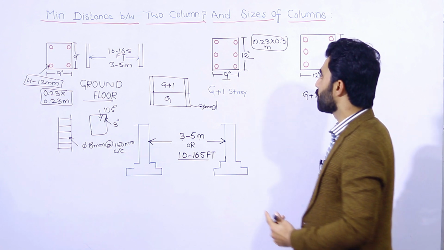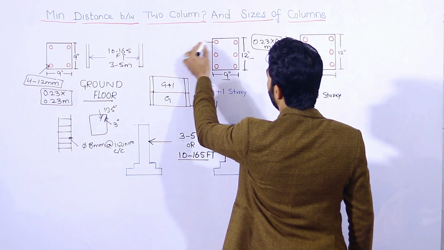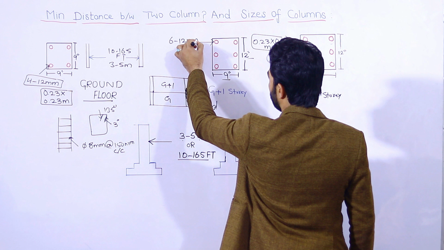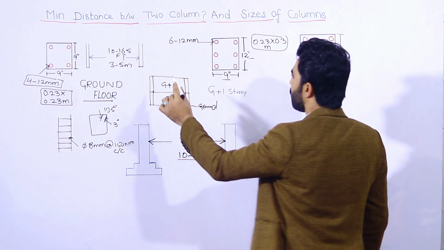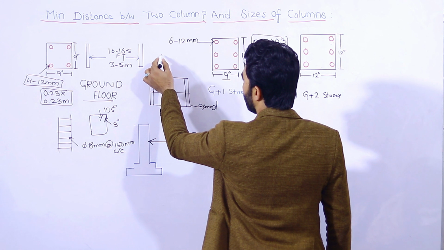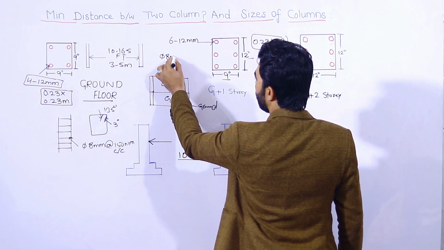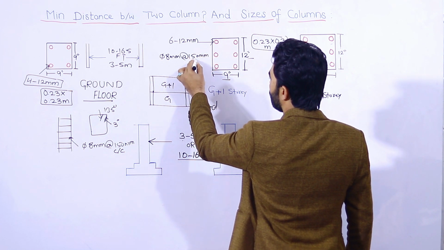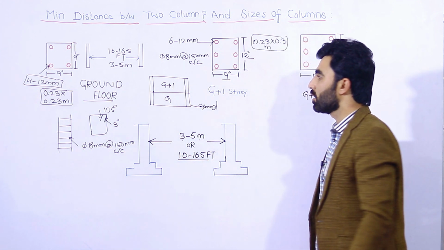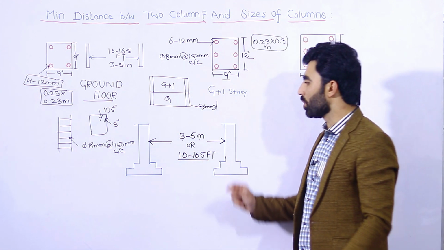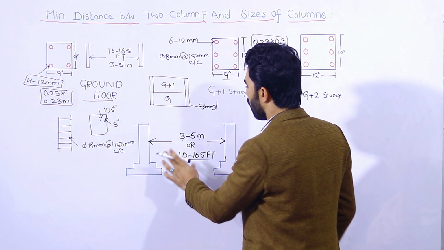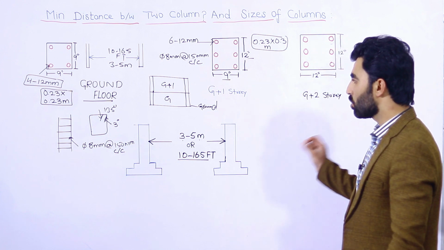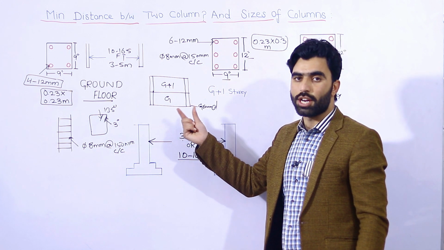And now let me guide you for its steel reinforcement. So use minimum 6 steel rods, dia should not be less than 12 mm. Okay, so these are steel reinforcement details, and lateral tie dia should be minimum 8 mm with the spacing of 150 mm C/C. And you can keep the distance between two columns from 3 to 5 meter or from 10 to 16.5 feet, for G+1 story or G+2 story.